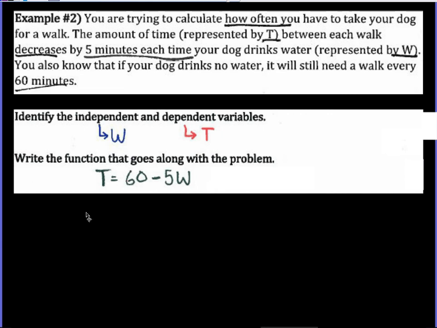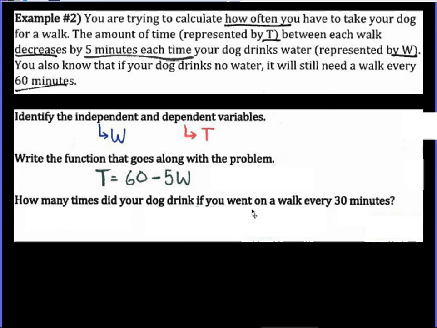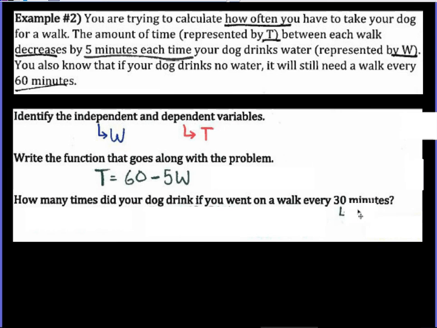So if this is a function, it's asking how many times your dog drank if you went on a walk every 30 minutes. For this one, it gives you the dependent variable, so it gives you that T value. Now I can plug in the value that we know, and we have to solve for W. So it's going to be 30 equals 60 minus 5W.